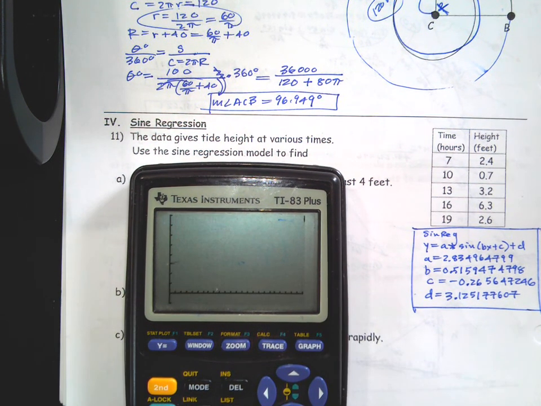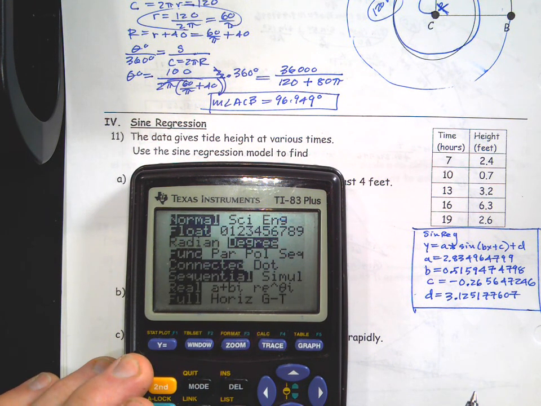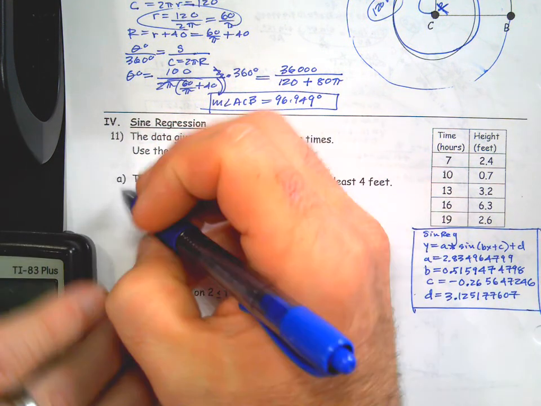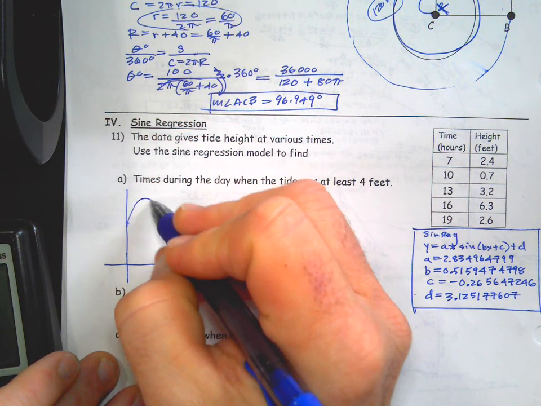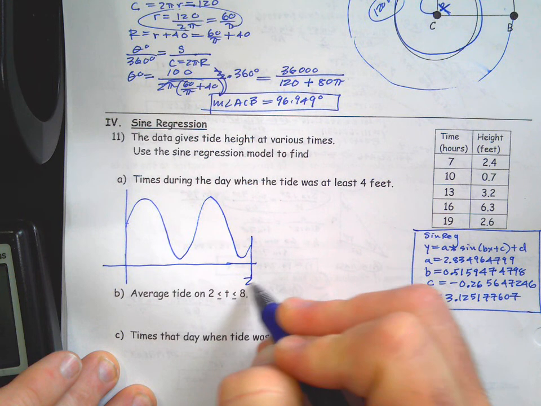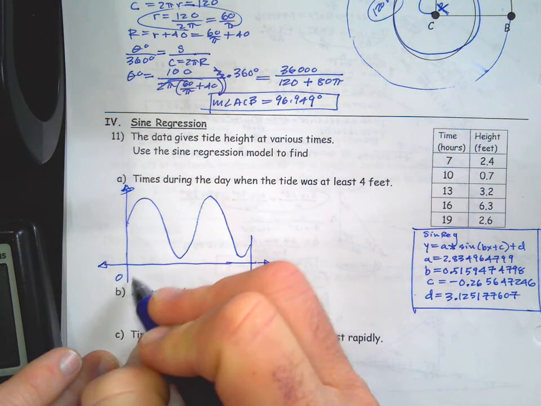Graph it. Now, if you get something that doesn't look very much like a sine curve, then you're probably in degree mode, which is what we've been in for most of this test. So go back, change your radian mode. You don't have to change anything else. Just hit graph again. Everything's good. That's the good news. So that looks a little better. I'm going to draw a sketch of this. I need a sketch, and you're going to label some stuff on it. It doesn't need to be perfect, but just 0 to 24, label your axes. So that looks pretty good.